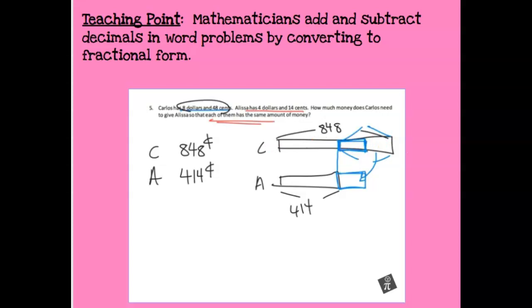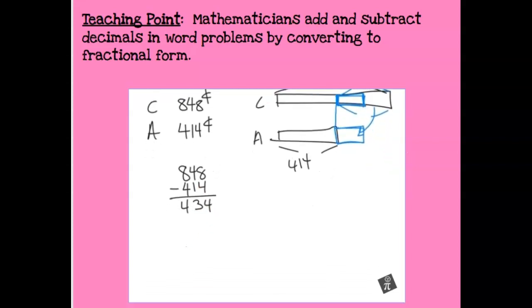So one way to do it is let's subtract 848 cents minus 414 cents. And you get 434 cents. So that's how much money separates Carlos and Alyssa. And Carlos is going to give half of that to Alyssa. So how do you figure that out? Well, we're going to take that 434 cents. We're going to divide by 2 because that's how you find half.